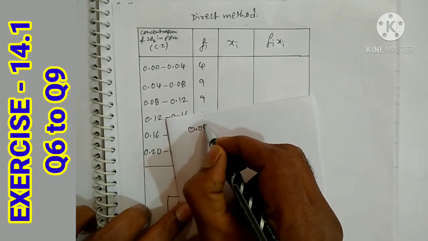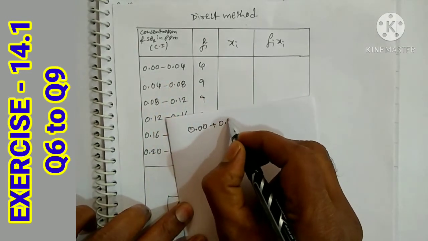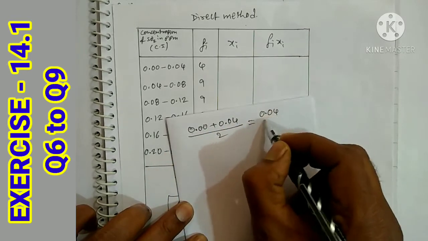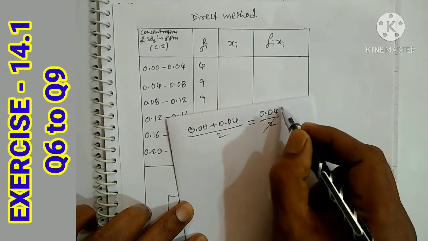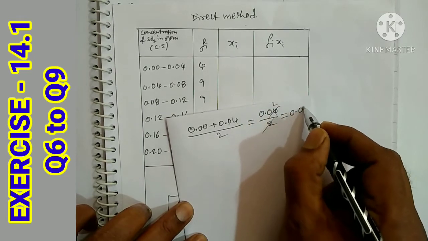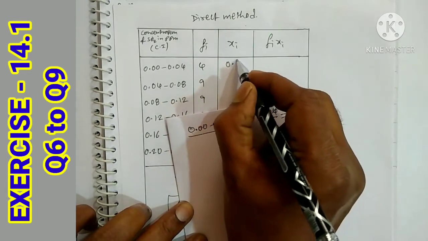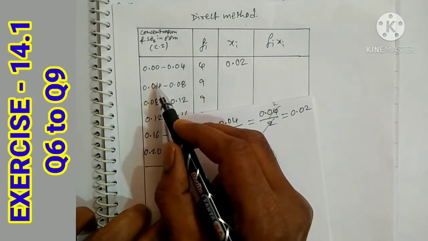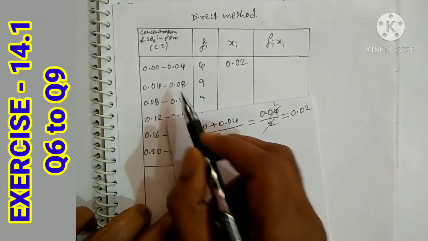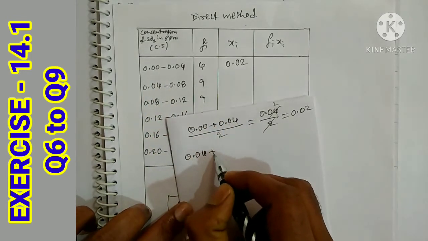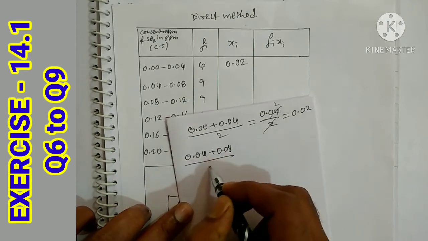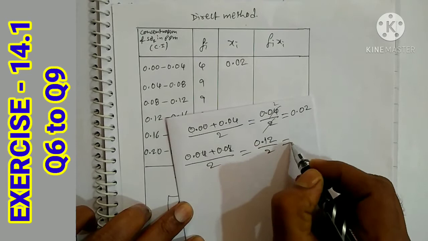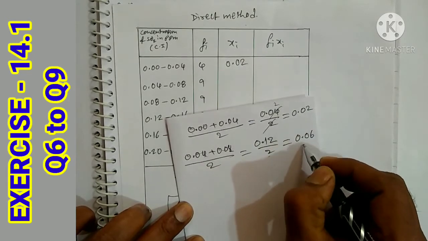0.00 plus 0.04 by 2. Adding these, 0.04 by 2, equals 0.02, so the middle value of this is 0.02. Similarly here, adding these two, 0.04 plus 0.08 by 2: 8 plus 4 is 12, 0.12 by 2. Half of 12 is 6, so 0.06.